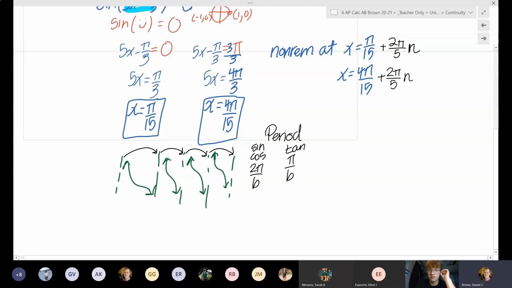And this is going over your head right now. That's kind of okay. I mainly just want us to understand where I got the pi over 15 and 4 pi over 15 from. But for those of you who are ready and kind of why it makes sense, every time you go over by 2 pi over 5, you're going to hit another asymptote. But for this class and for right now, I'm most concerned that you can find at least 2 of those vertical asymptotes. Why would it be 2 pi over 5 instead of just pi over 5?